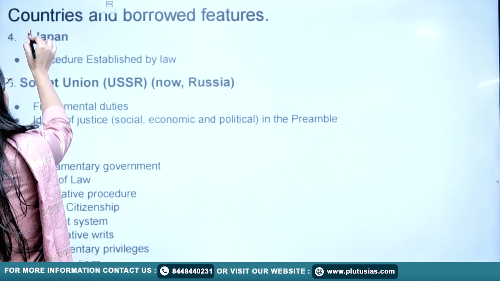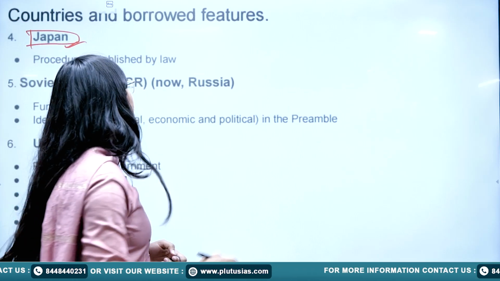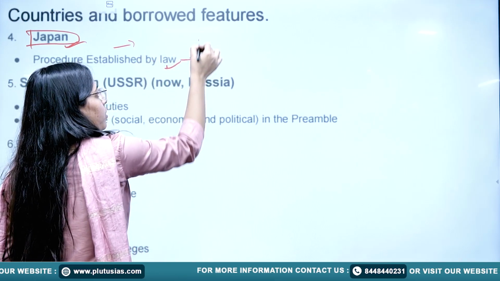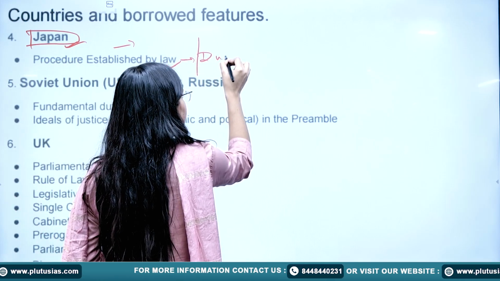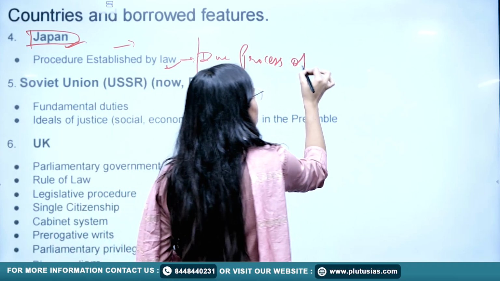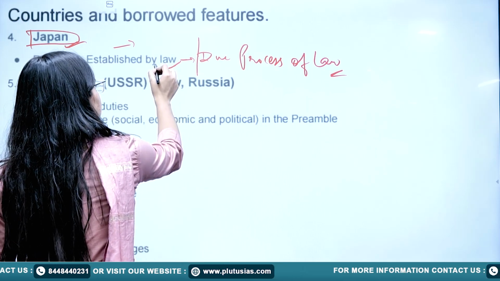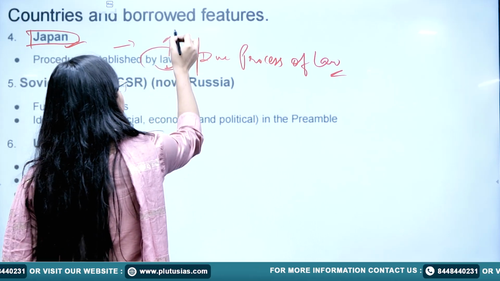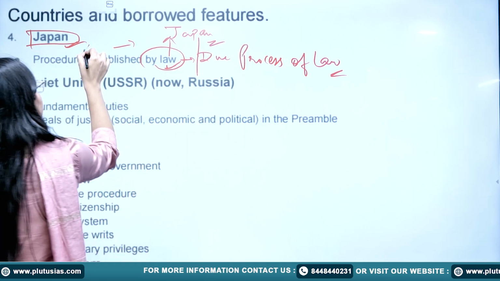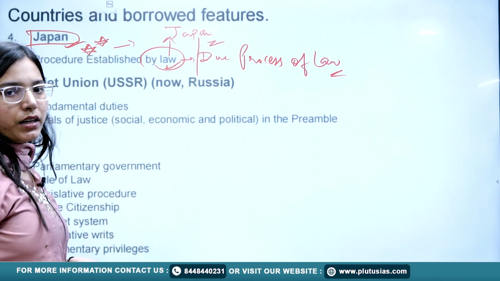After that, the fourth country is Japan. From Japan, what we have taken is procedure established by law. We have two things: due process of law, and procedure established by law. This procedure established by law is taken from Japan. We have to remember this. This feature is also important. These are also asked in your PYQ.